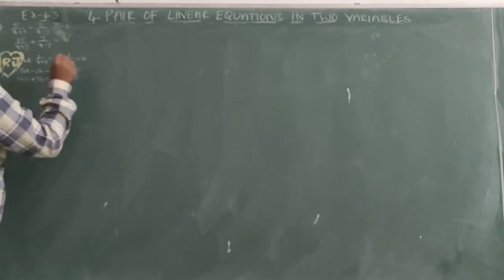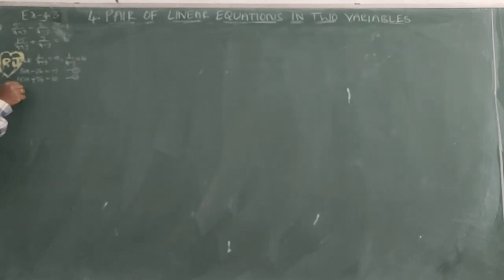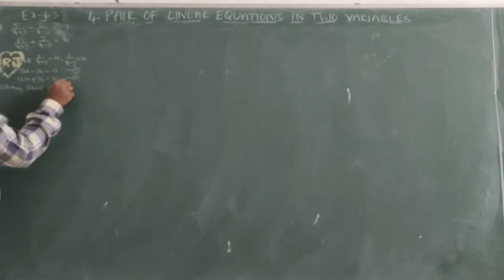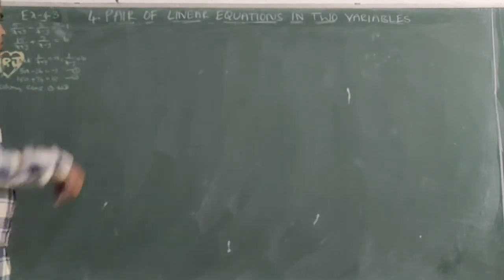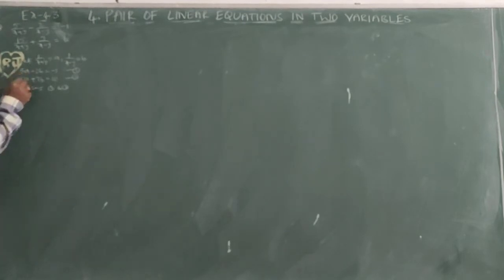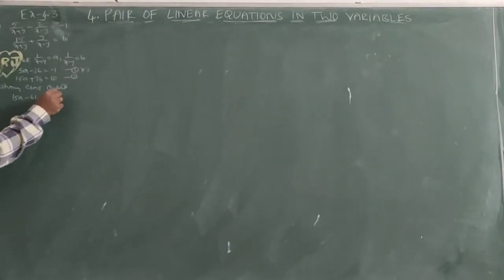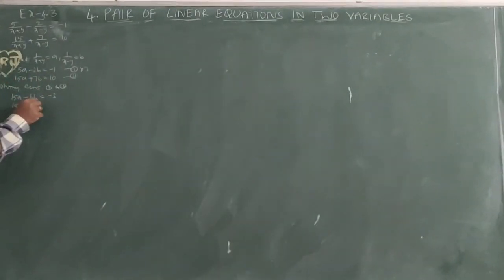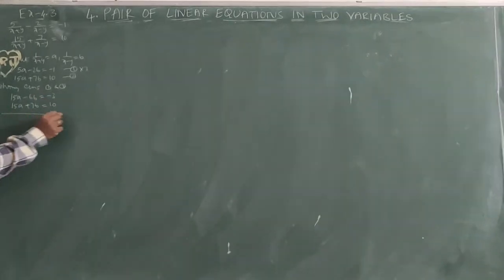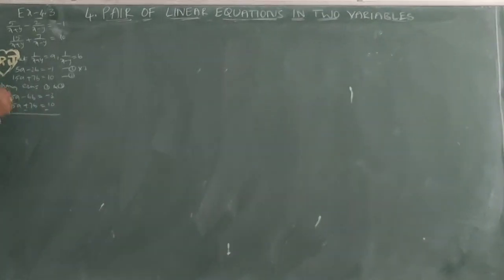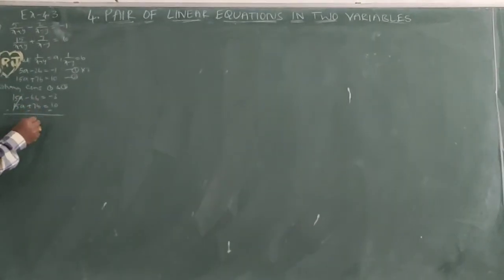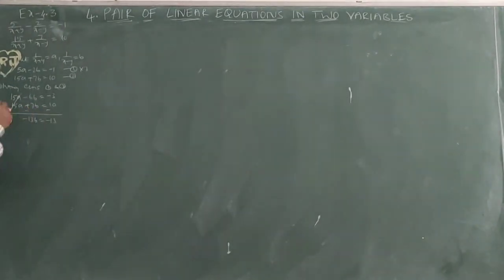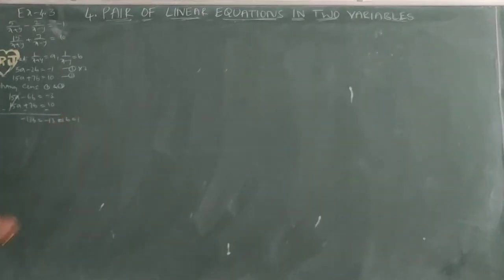Equation 1, equation 2. Solving equations 1 and 2, similar to the previous problems. This is 5, 15. If we multiply by 3, 3 into 5 is 15a, 3 into 2 is 6b, 3 into minus 1 is minus 3. And 15a + 7b = 10. Changing the sign, 15a cancels, minus 6b minus 7b is minus 13b equal to minus 13. Minus 13 cancels, b equal to 1.